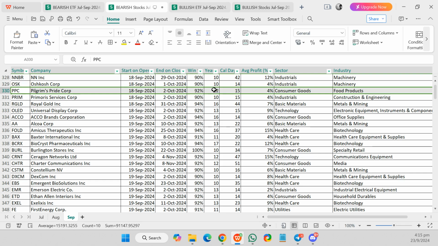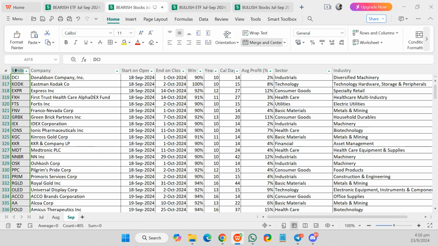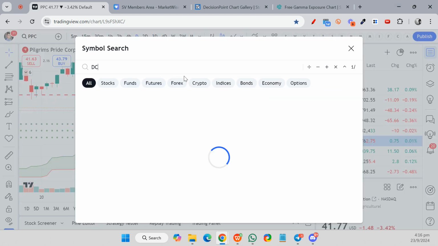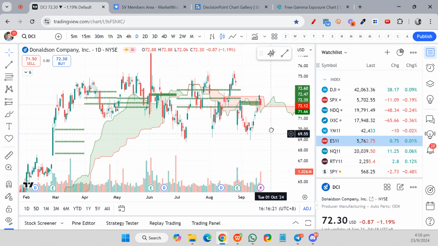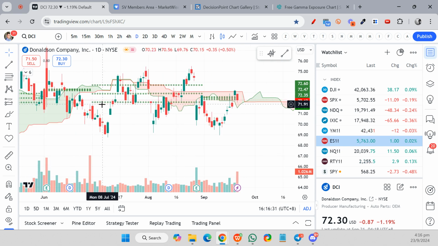And the last but not least is this stock called DCI, Donaldson Company, 18th of September to 1st of October for the past 10 years. 9 years it went down during this period, under industrial. So for DCI, this is under Donaldson. You can see that it's a bit choppy, not the best of the best setup. I would actually prefer the Gilead and also the PPC, but you can keep it in your watch list.